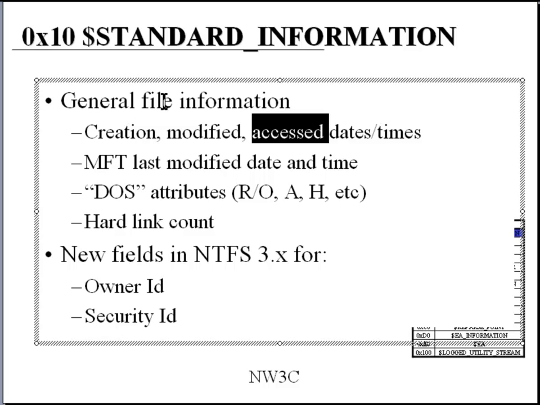There's also, within this, the typical DOS attributes, whether something is read-only, whether it's archived, hidden, and so on. And it includes a hard link count.